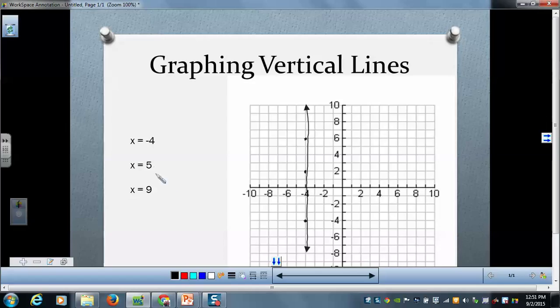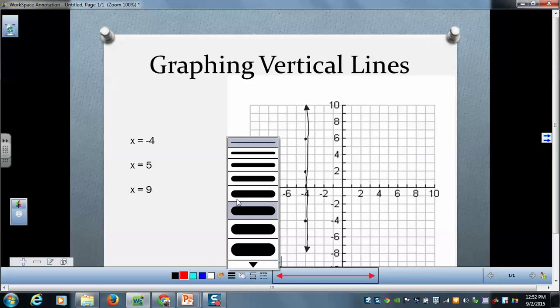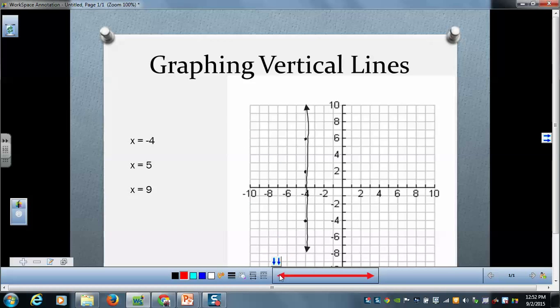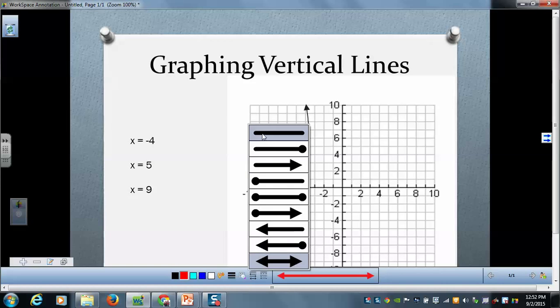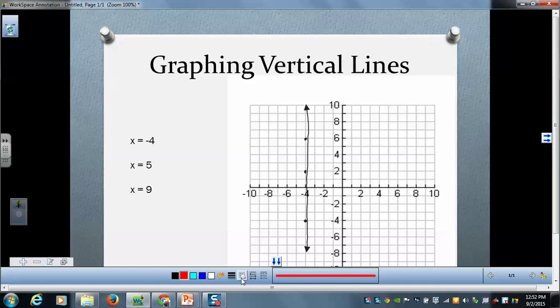Now for x equals 5, I just need every x-coordinate to be 5. Here's (5, 0). Let me try to do that again. Let me go back to this. There we go, maybe that's what I want. I think we're going to go a little bit smaller here. So there's (5, 0), (5, 3), (5, 6), and now we can draw our line. So that is our line, x equals 5, just like that.